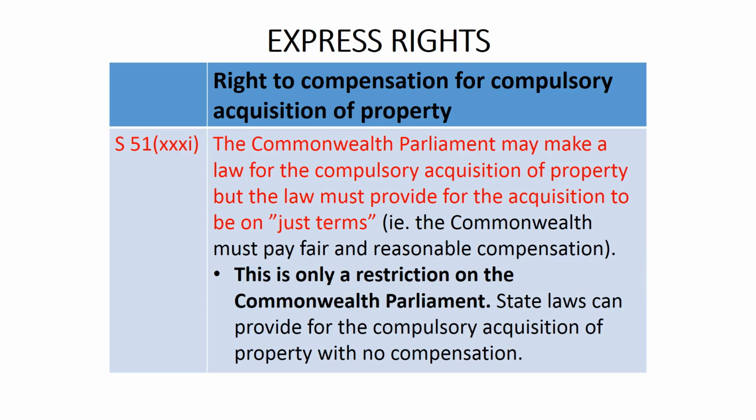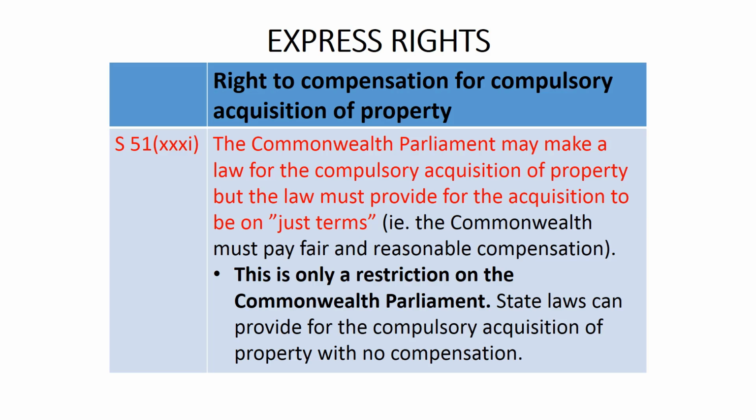The third express right is the right to compensation for compulsory acquisition of property. When we refer to the compulsory acquisition of property, we mean that that property is taken away from the owners of that property, typically by a government, even though the owners might not want to part with that property. This happens quite frequently in Australia when roads are being built.